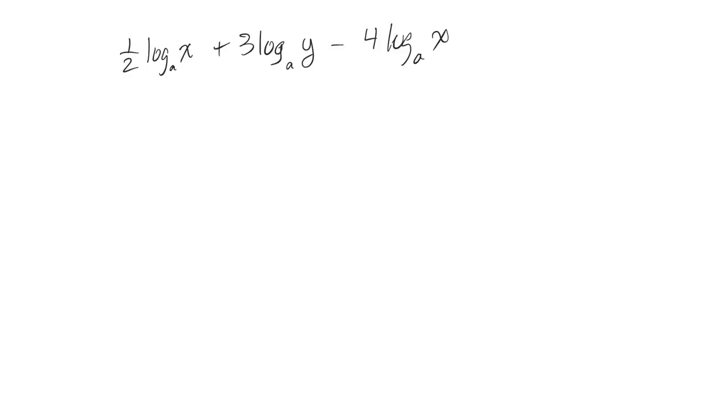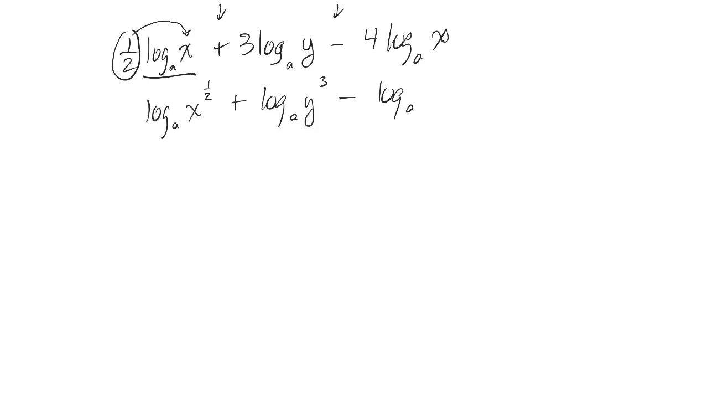Here's a logarithmic expression that we need to simplify. So there's an addition there and a subtraction, so it's a quotient rule. But if they have coefficients in front of the log, you want to use the power rule to put it back. So I'd have log base a of x to the 1/2 plus log base a of y to the 3 minus log base a of x to the 4.